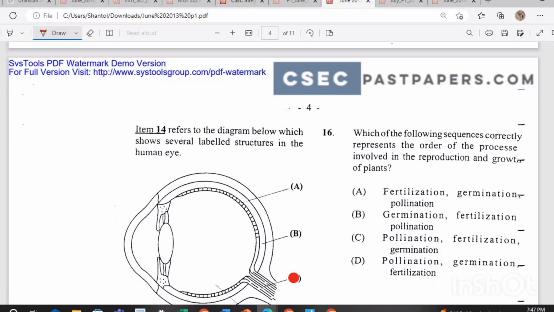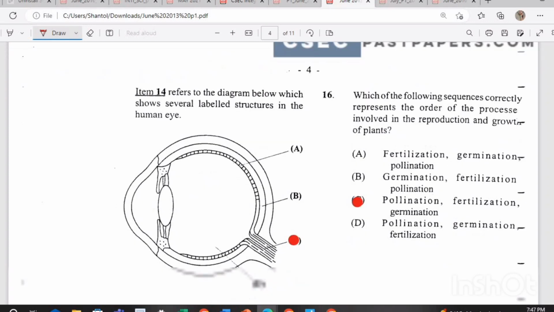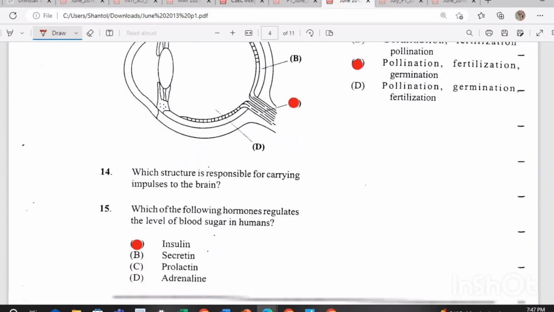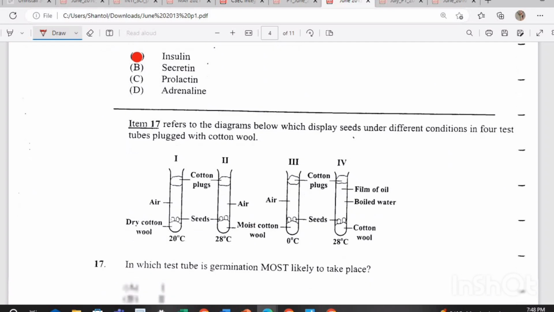Question 16. Which of the following sequences correctly represents the order of the processes involved in the reproduction and growth of plants? If you're thinking C, pollination, then fertilization, then germination, you are correct. Remember, pollination occurs in the flower, then it leads to fertilization, and after fertilization has occurred, you will have a fruit that will eventually have seeds, and then germination can occur in the seeds.